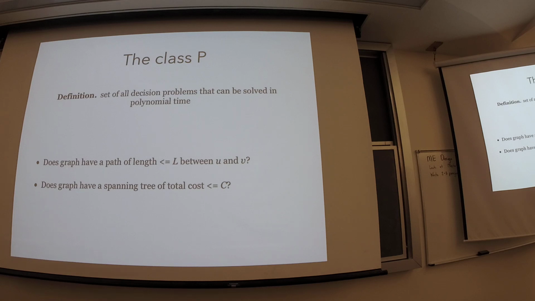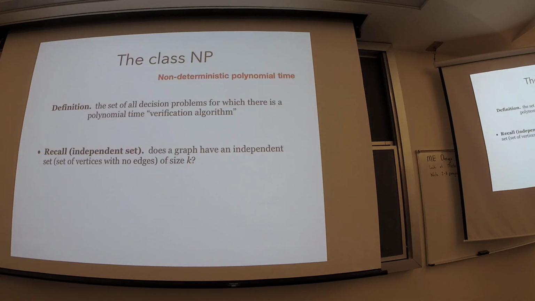And these are a couple of simple examples that we have seen through the course. And the class NP, which we defined last time, is all decision problems for which you have a verification procedure. An example that we saw is this: consider this decision problem where your input consists of a graph and some number k, and you want to ask, does this graph have an independent set of size k, or size at least k?